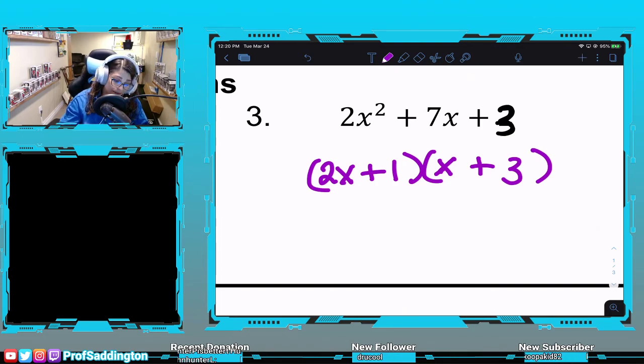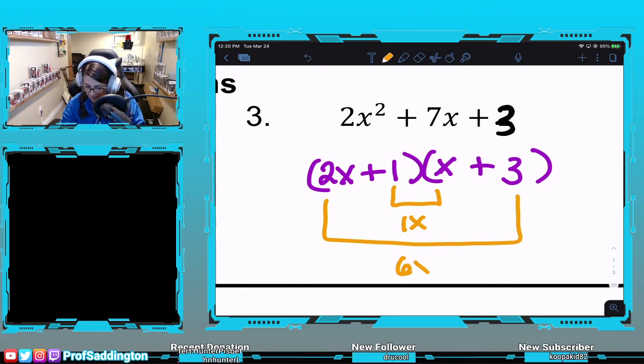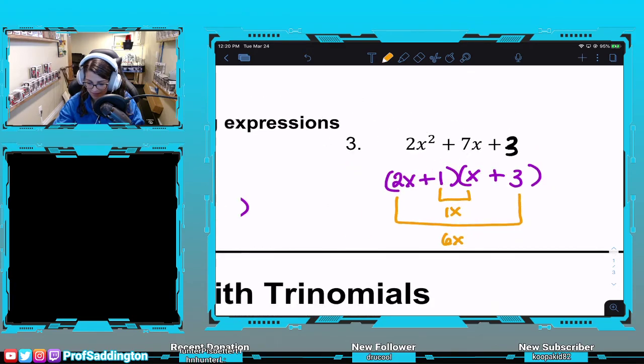Now I don't want to double distribute all of that out to see if I'm right. I'm too lazy. You know me. So let's do our quick little check. I've got a 1x here. I've got a 6x here. 1x plus 6x is 7x. So wham bam, we did it correctly. Very good job. Okay.